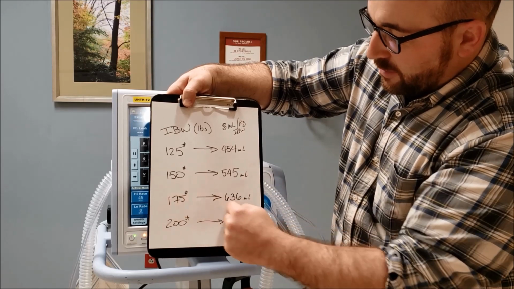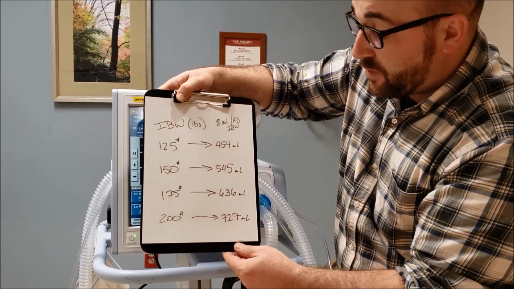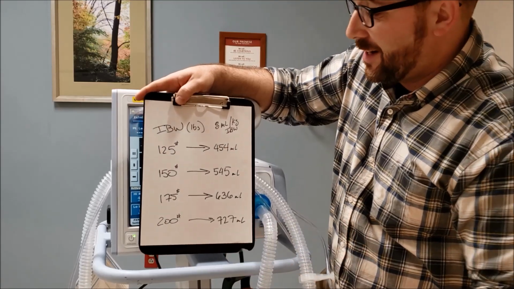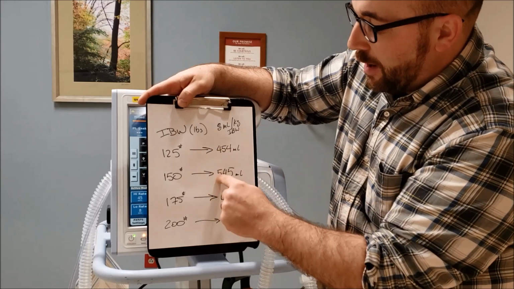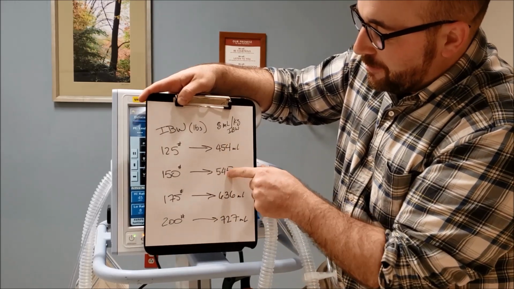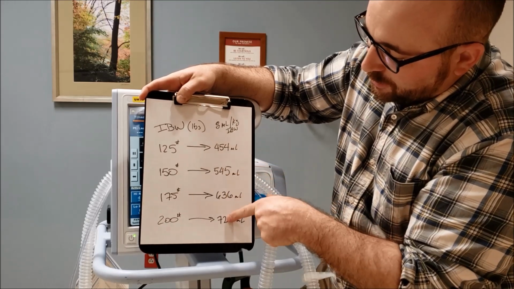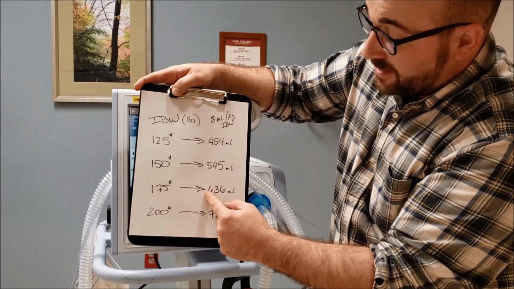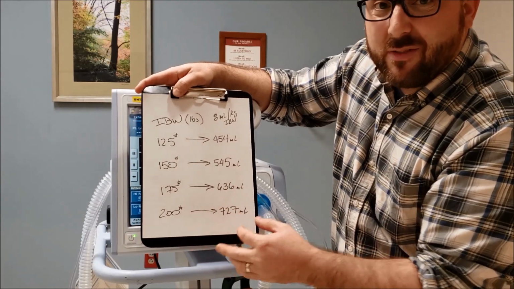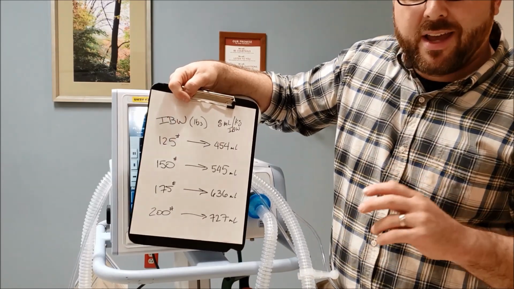545, 175, 636, and then 200, 727. So where's the correlation there? Well, if you know 125 is 454, then as you go up each time, you take your number in the tens position and go down. So you're 5, 4, 3, 2, and you just say 454, 545, 636, and 727. So those are kind of nice if you have to really estimate something on the fly.